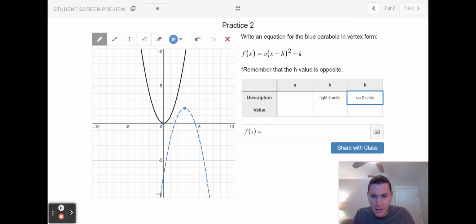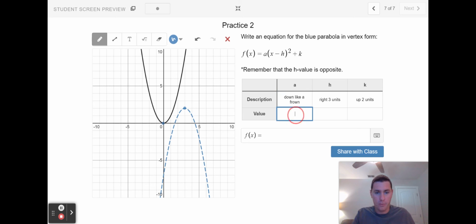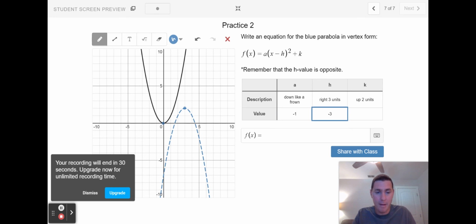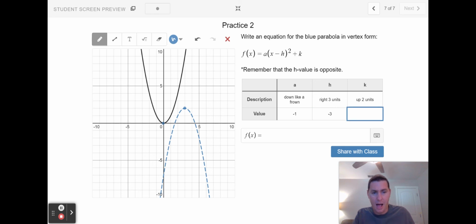Okay, and then a, I noticed that the blue one is down like a frown, which means my a value is -1. Okay, so my a value is -1. My h value, to move to the right 3 units, is actually -3. It's that whole opposite thing that's kind of confusing. And then up 2 units, that's going to make my k value +2.